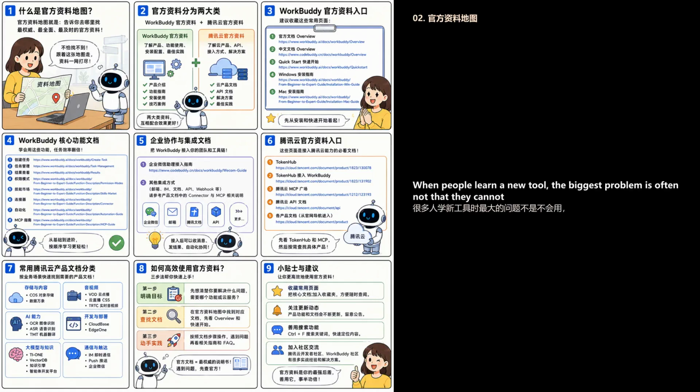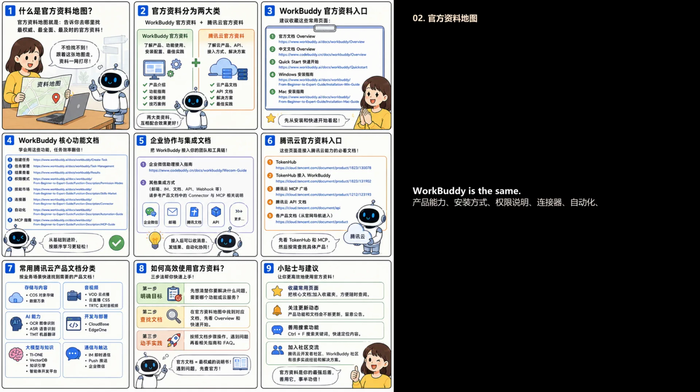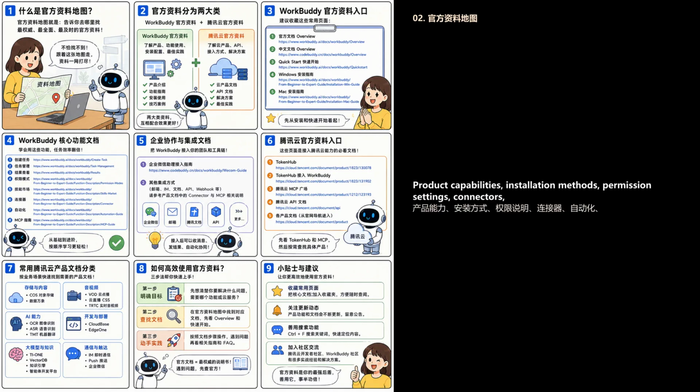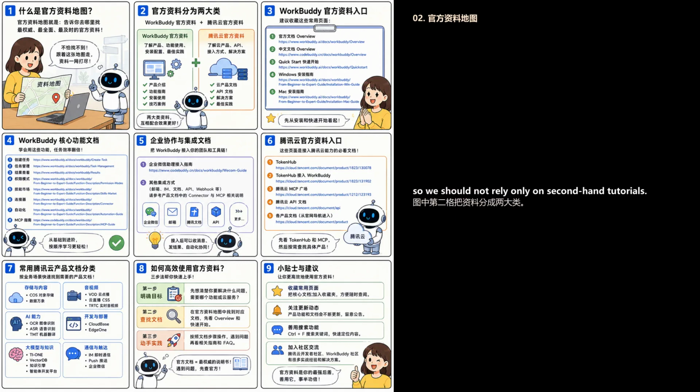When people learn a new tool, the biggest problem is often not that they cannot use it, but that they do not know where to find the most authoritative, complete, and up-to-date information. WorkBuddy is the same. Product capabilities, installation methods, permission settings, connectors, automation, MCP, and pricing may all change, so we should not rely only on second-hand tutorials. The second panel divides the resources into two categories. The first category is WorkBuddy official resources.